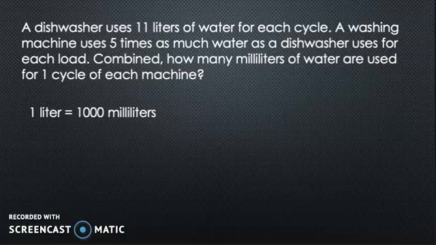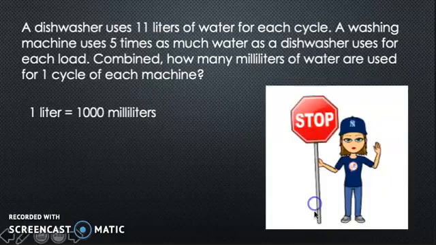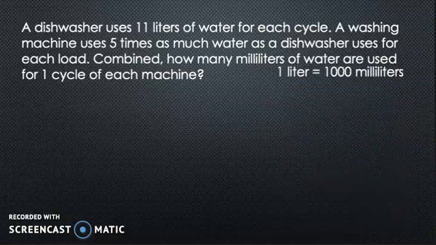I'd like you to pause the video and work through this problem. Remember to draw a tape diagram to represent the dishwasher and the washing machine. Solve the problem and write a sentence to answer the problem. Press play when you're ready to continue. Okay, friends, press pause if you need more time.